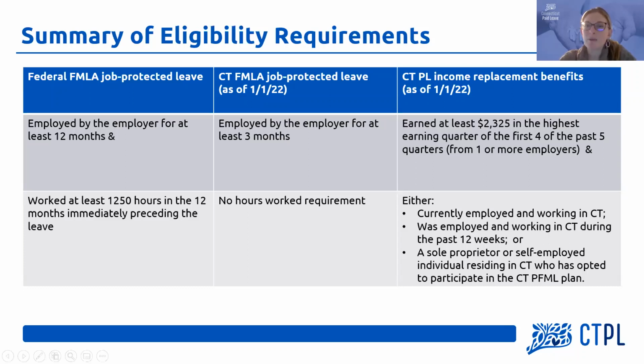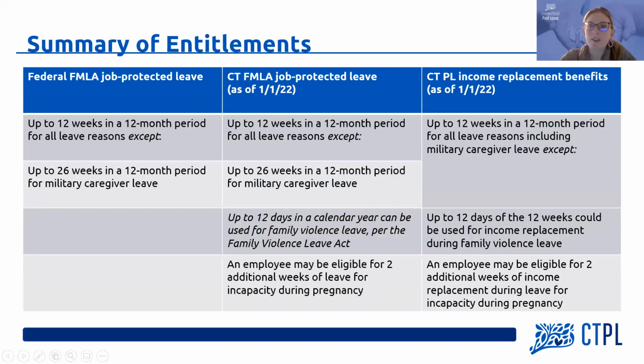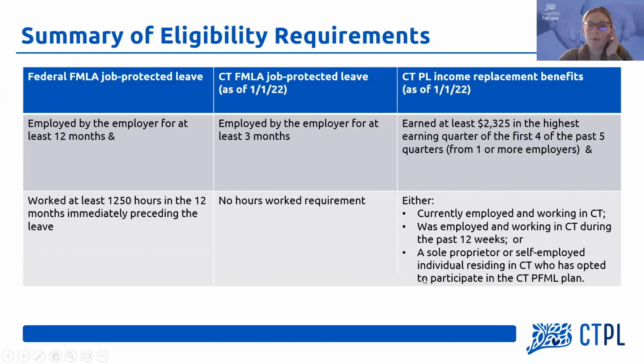To be eligible for Connecticut paid leave, there are a slightly different set of requirements. So one is the minimum earning of at least $23.25 in the highest earning quarter of the first 4 of the 5 most recently completed quarters. That can be from more than one employer. So if there's a part-time employee that works 2 or 3 jobs, as long as their total earnings between all of those jobs adds up to $23.25 in that base period, they would meet that requirement. And then they must either be currently employed or had been employed during the 12 weeks immediately preceding their leave.